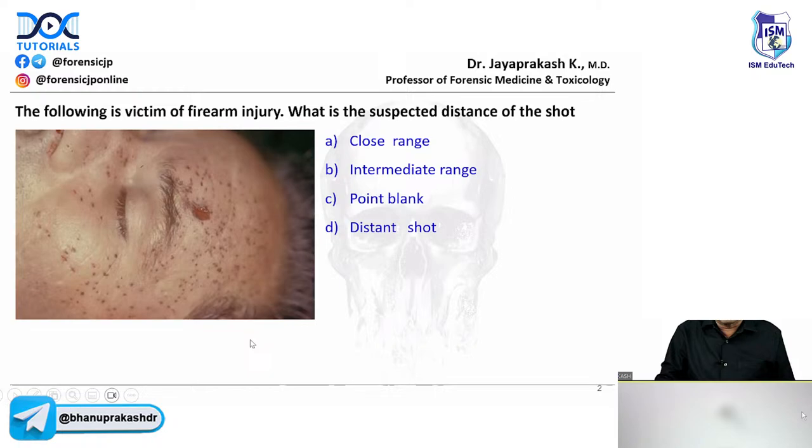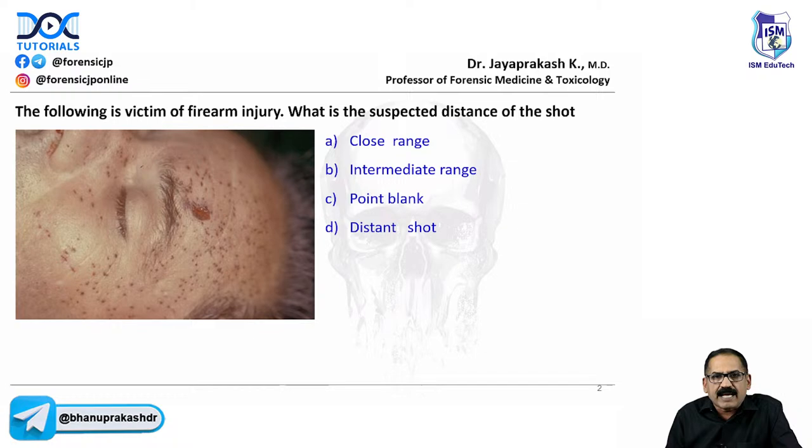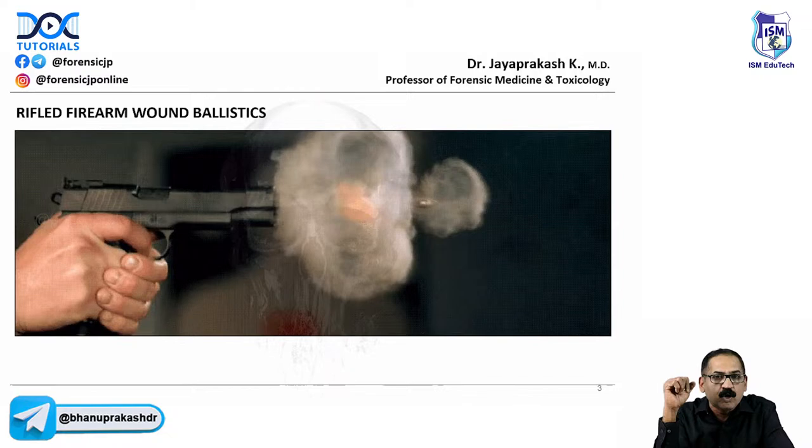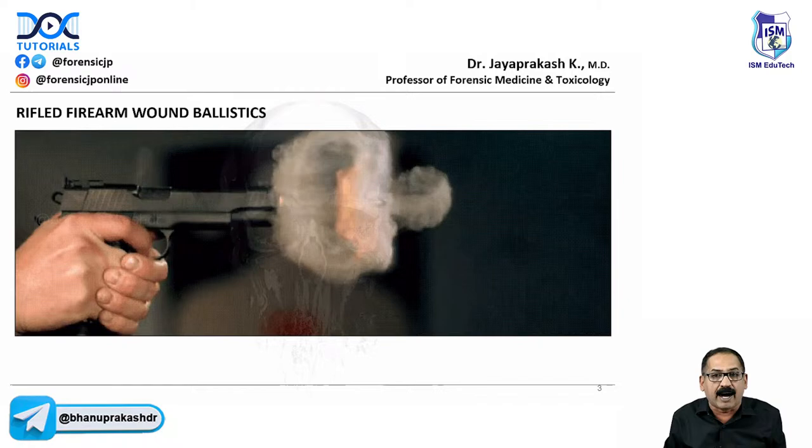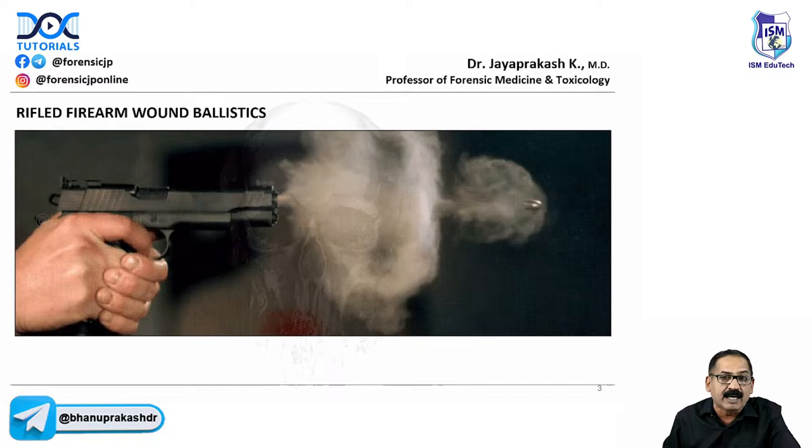Normally they give a question, they give an image and ask you what is the range of the firearm. Now let me discuss rifled firearm weapons. Look at the picture. First, you should know, once you fire a firearm, what are the products of firing? In the picture you can see the flame, the smoke and soot, and the projectile in the form of the bullet. But you cannot see the partially burnt and unburnt gunpowder.